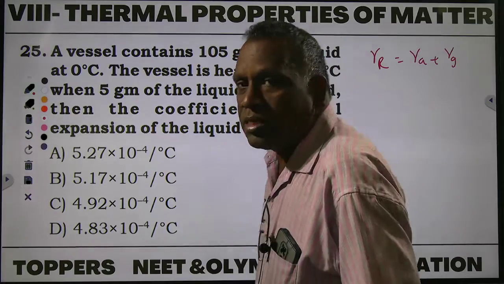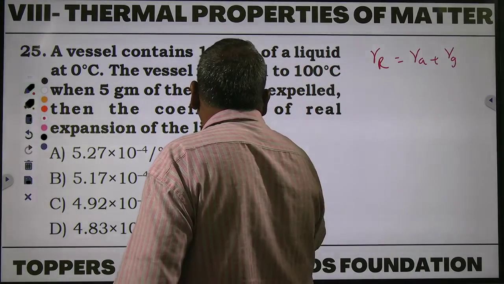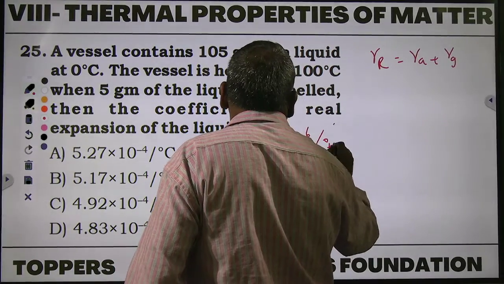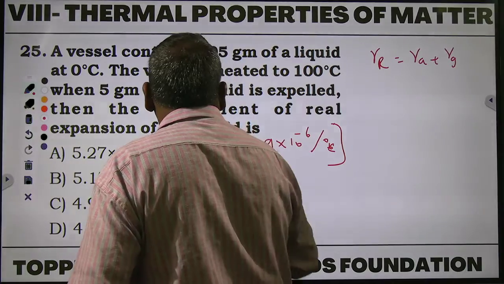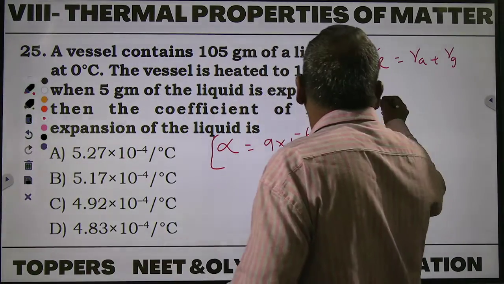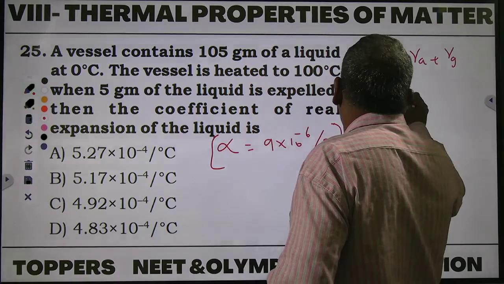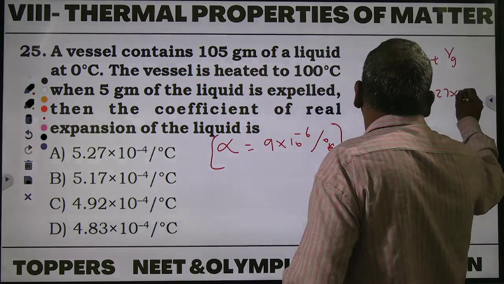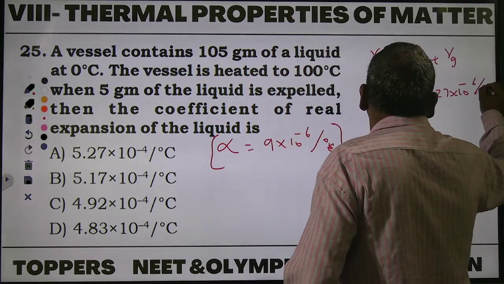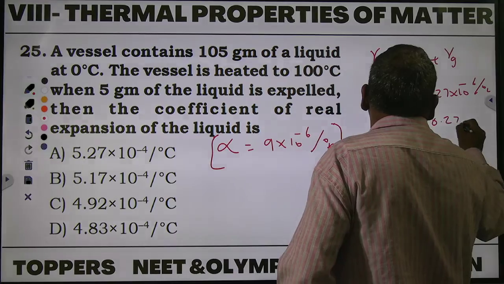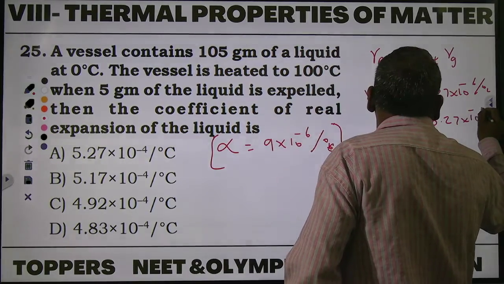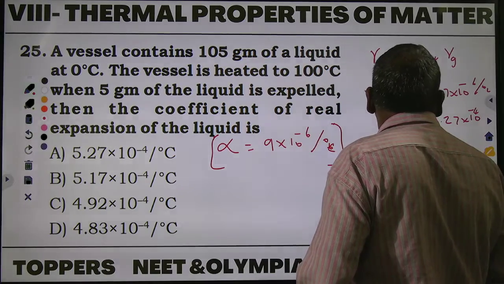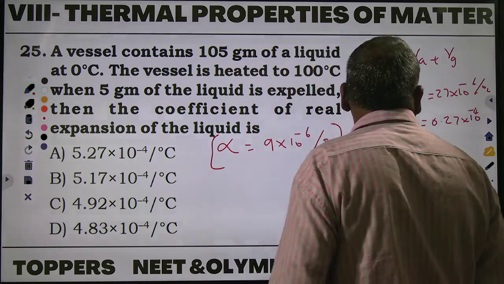Here some data is missing. The alpha value should be given. Alpha is 9 into 10 power minus 6 per degree centigrade. This data is missing in the question. If you know alpha, you can find out gamma G. Gamma G is equal to 3 alpha. So 3 into 9, 27 into 10 power minus 6 per degree centigrade. It means 0.27 into 10 power minus 4 per degree centigrade.